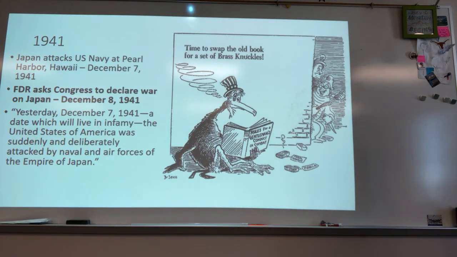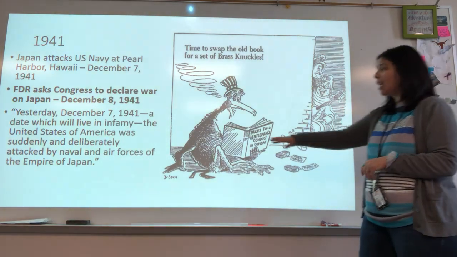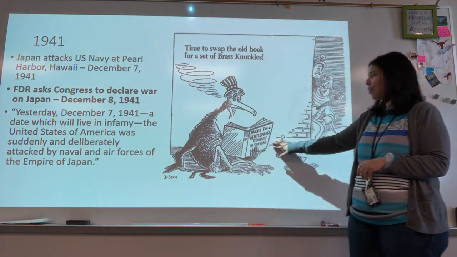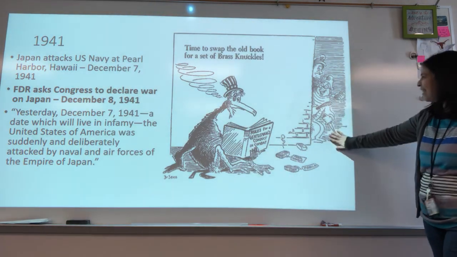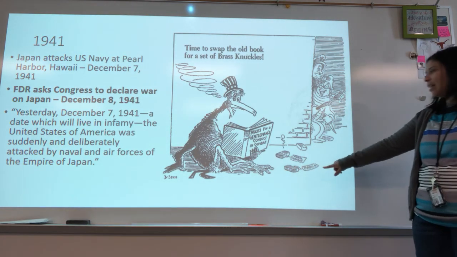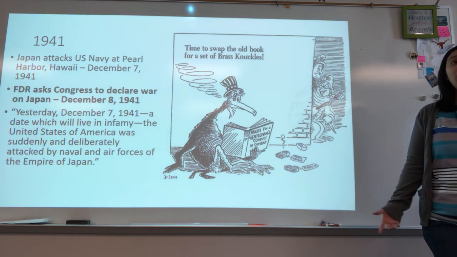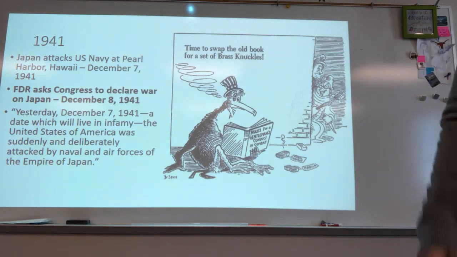The United States was suddenly, really? Was it suddenly? No. Deliberately. Was it deliberate? No, but that's what he's saying to the American public, because does the American public know everything that was going on policy-wise? And he says it was attacked by the naval and air forces of the Empire of Japan. So here again is the ostrich. He is reading the book, The Rules of Engagement on Conduct in Combat. And who's over here? Japan and Hitler, Hideki Tojo. There's Pearl Harbor, Manila, places that they attacked. Okay, so now we're in a war. And so are we fully aiding the Allies now? Yes.